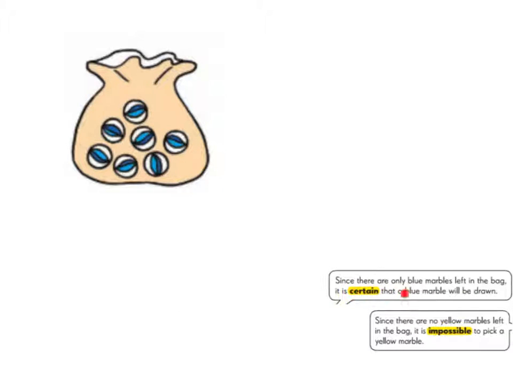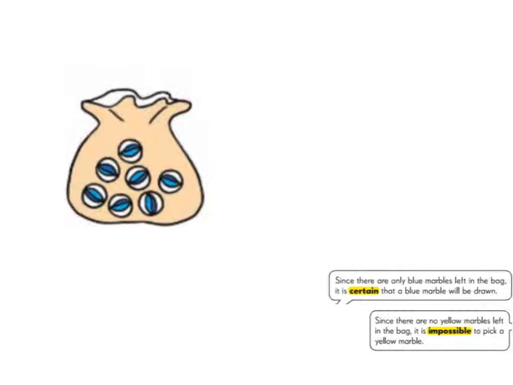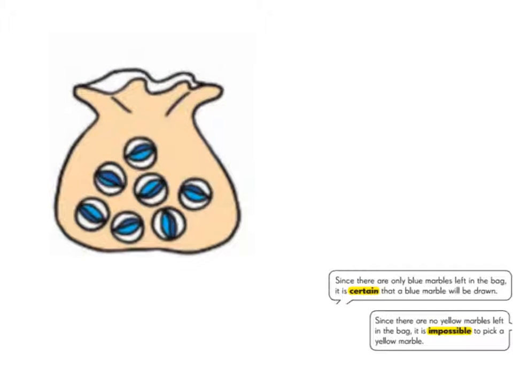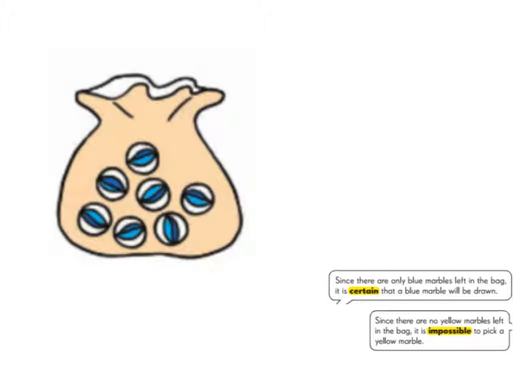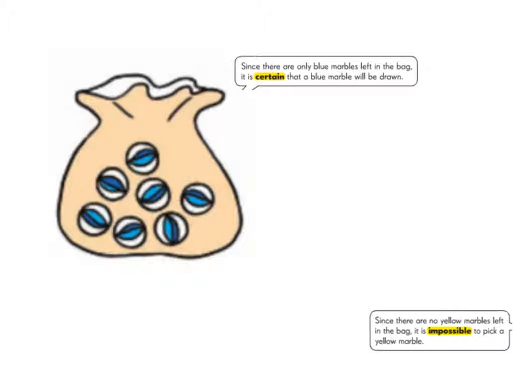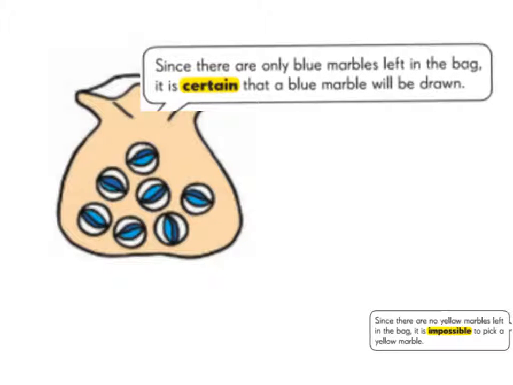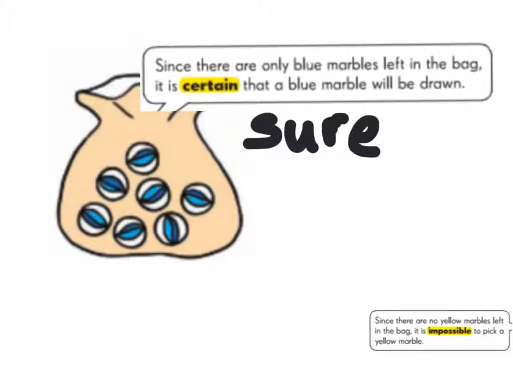So let's pretend that we have that same bag, right? Here's a bag. But we took out the yellow marbles. So now all we have are blue marbles. So then we ask the same questions. Since there are only blue marbles, the outcome is certain that a blue marble will be drawn. Certain is another way to say the outcome is sure. Certain and sure are the same.